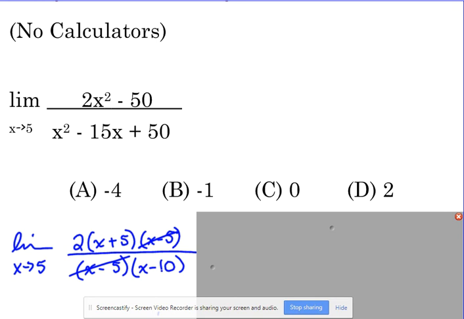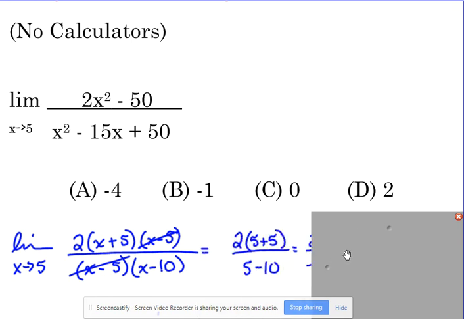So the x minus 5's cancel. That's where the issue was. That's where the 5 was causing a problem. So now we can plug in 5 to the top and the bottom. Notice my limit notation disappeared because I have plugged in the value. I have evaluated the limit. And then it's just a matter of simplifying. You get 20 in the numerator, negative 5 in the denominator. So the answer is negative 4. Negative 4 is the answer.